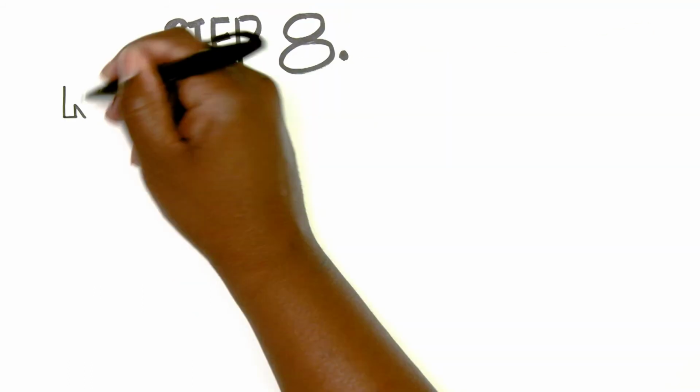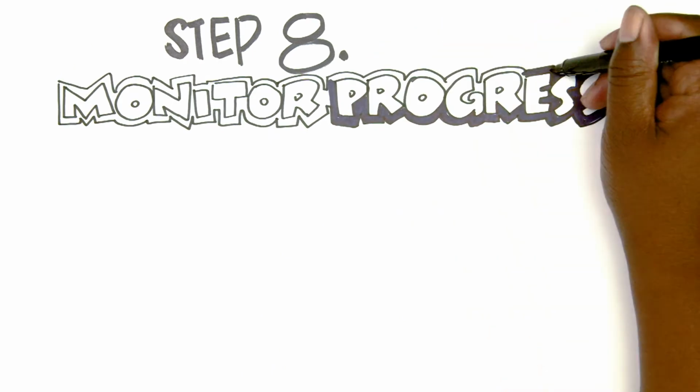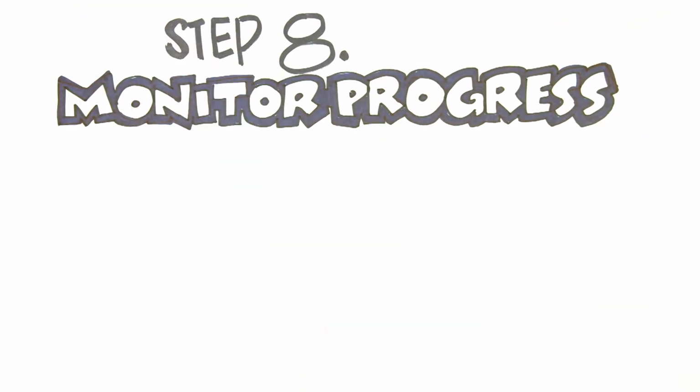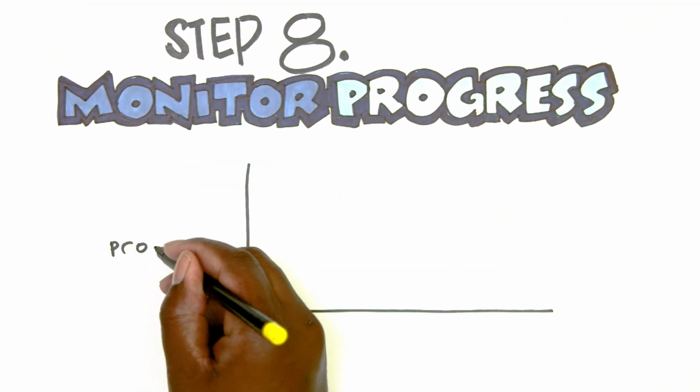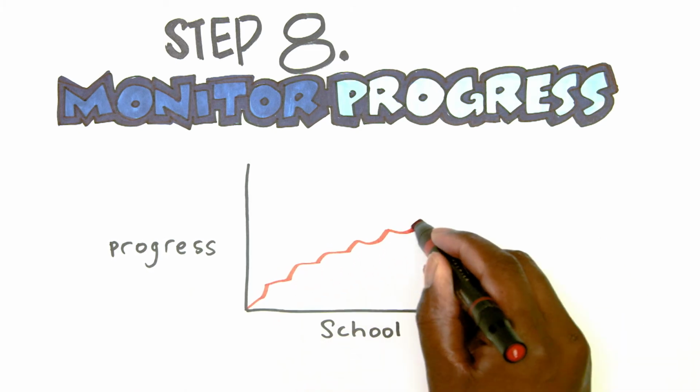Step 8. Monitor progress and plan ahead. You'll begin to collect quantitative and qualitative data over the course of the school year. As you analyze progress, consider changes in teacher practice, teachers' self-reported growth, and student surveys.